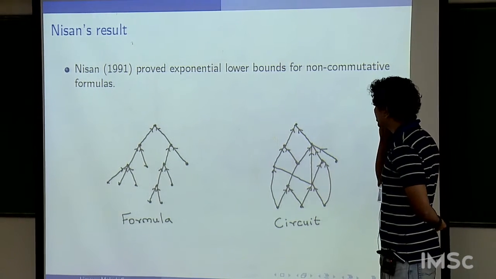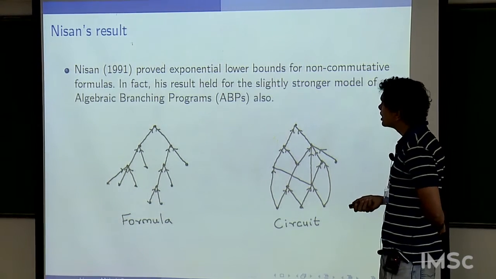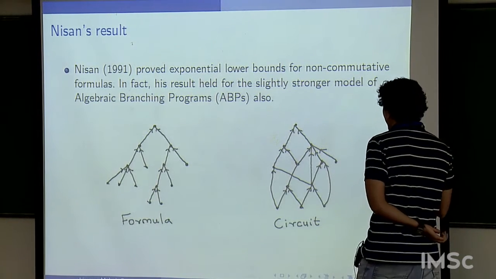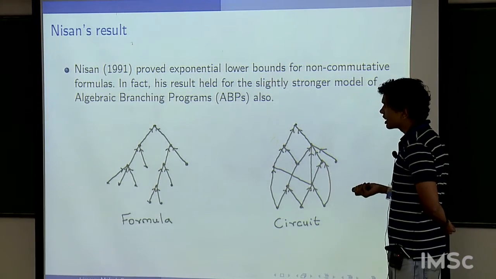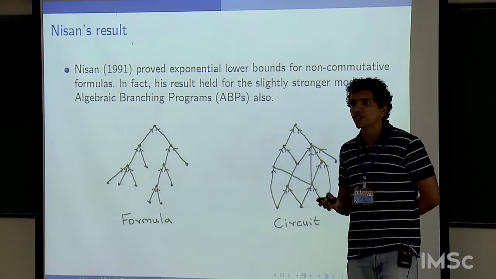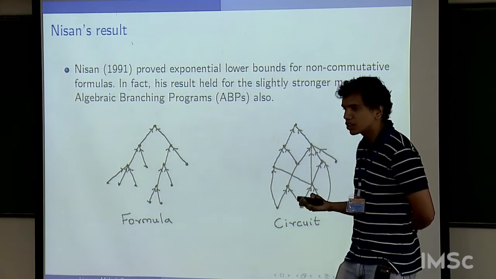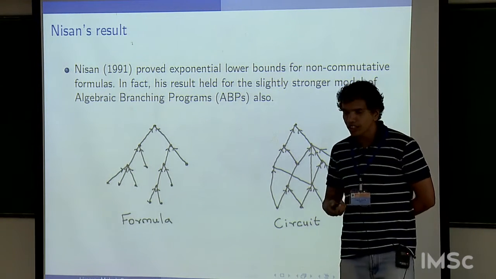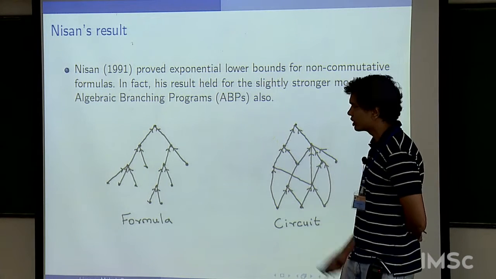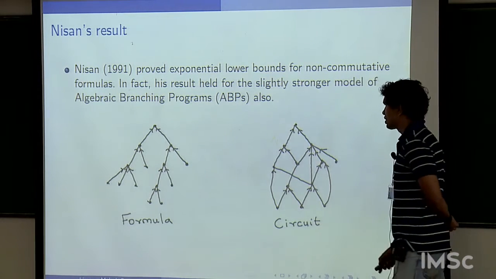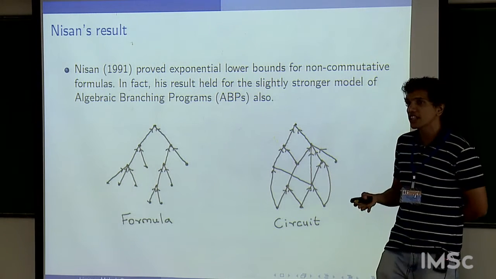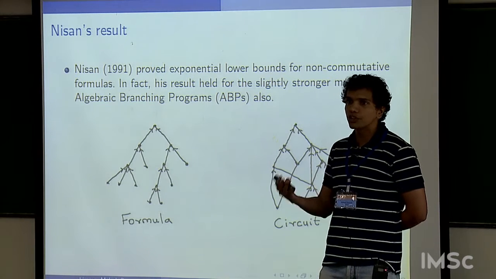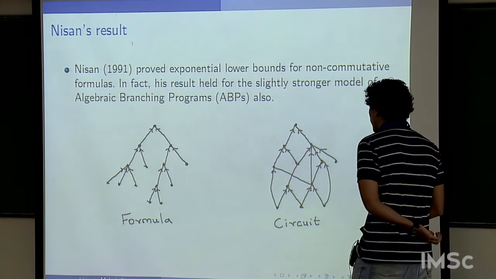And in fact, his result didn't just hold for formulas, it actually held for a slightly stronger model of computation called algebraic branching programs. I'm not going to define what these are exactly, but the only thing you need to know is that they're fairly natural and they're kind of algebraic analogs of log space or non-deterministic log space. He showed that any ABP computing the determinant, permanent, and a bunch of other things must have exponential size. So that's Nisan's result. This justifies our line of thinking that maybe proving lower bounds for non-commutative circuits in general is an easier problem, and that's something we should tackle first before getting to the commutative setting. That's one line of thinking.